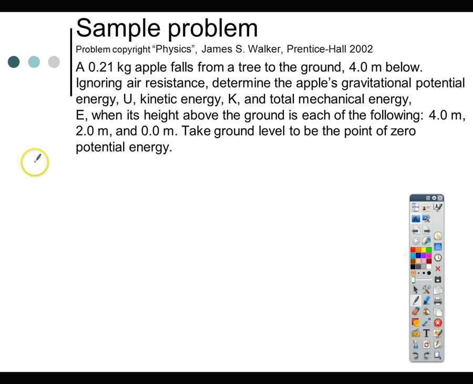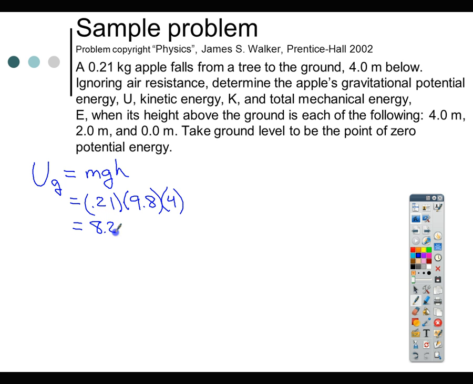The first one we want to do is potential energy. Remember, it's just U, and for U we're going to put a little g down on the bottom so that you know it's for gravity. And that's just m times g times h. And we can plug all of our numbers in. The first number is 0.21. And this time, just for fun, let's use 9.8. And the height here is 4. So if you multiply all the numbers together, you should end up with 8.2 joules of potential energy.